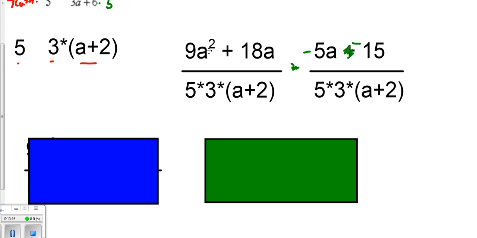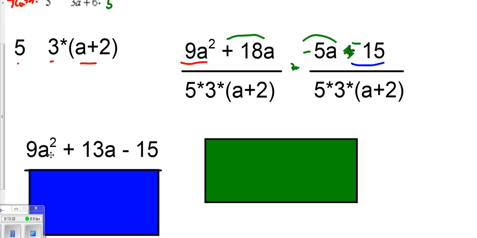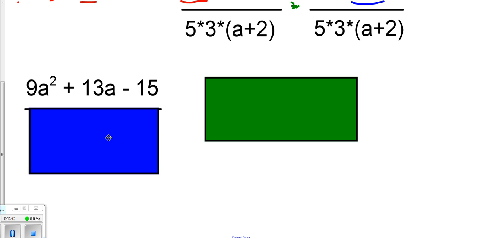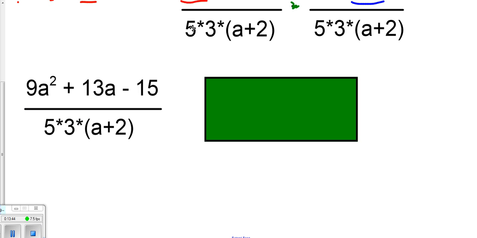As we combine our like terms, 9a squared is the only a squared that there is. Positive 18a and negative 5a, those will go together. And this minus 15 is the only constant there is. So our numerator becomes 9a squared plus 13a minus 15. 18a minus 5a makes 13a, and all of our other terms stay the same. It's still all over 5 times 3 times a plus 2. That was our common denominator.